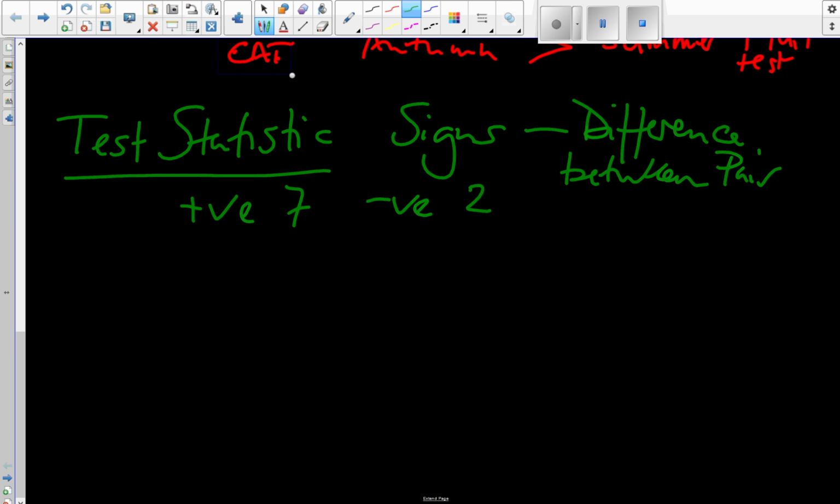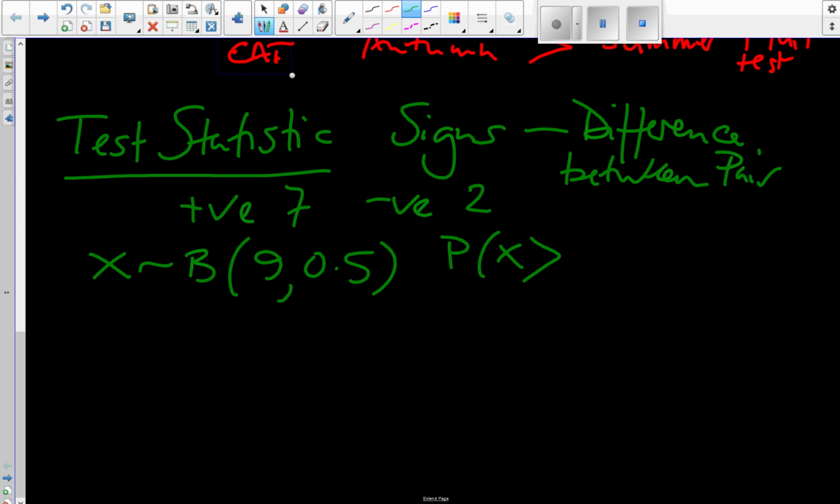Okay. So how can we use this? Well, we know that we've got a binomial. We had a population sample of 9 and a probability of 0.5, and we want to find the extreme ends of our binomial probabilities. So we've got 2 extremes. One is the probability that x is greater than 7, that would be more extreme than 7. And the other one is the probability that x is less than 2.